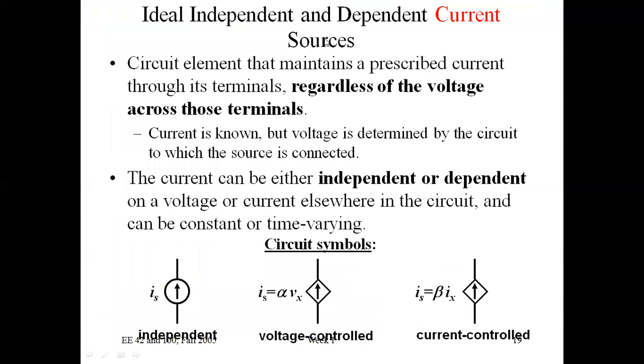Now, the ideal independent and dependent current sources. Again, the circuit element maintains a prescribed current through its terminals, regardless of the voltage across those terminals. The current is known, but the voltage is determined by the circuit to which the source is connected. So there are these three: independent source, voltage controlled source, and current controlled source.